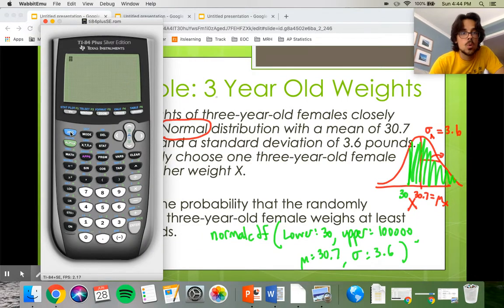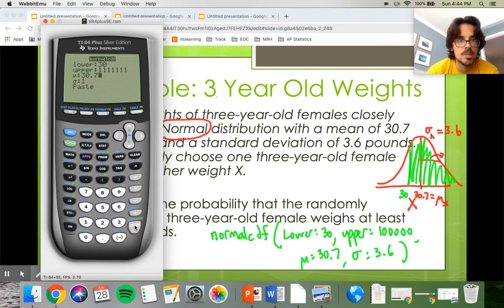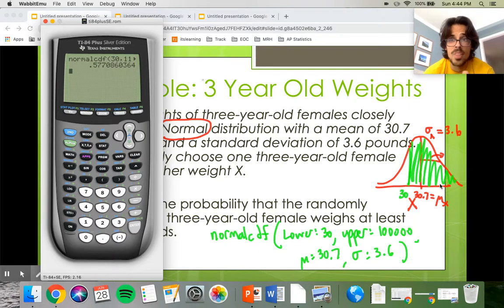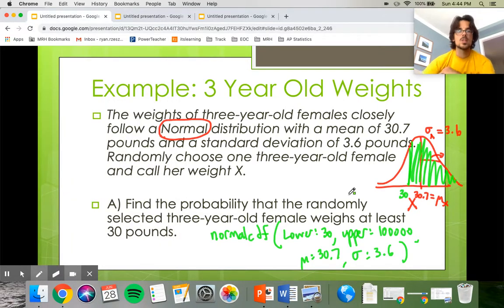So I would do normal CDF, lower of 30, upper of big number. I do a 30.7 and then 3.6, and it's just going to tell me my probability. So if I do that, it looks like it's about 57%. And if I look at my picture, I have more than half the picture shaded, so that seems realistic here. So the probability is going to be 0.577.